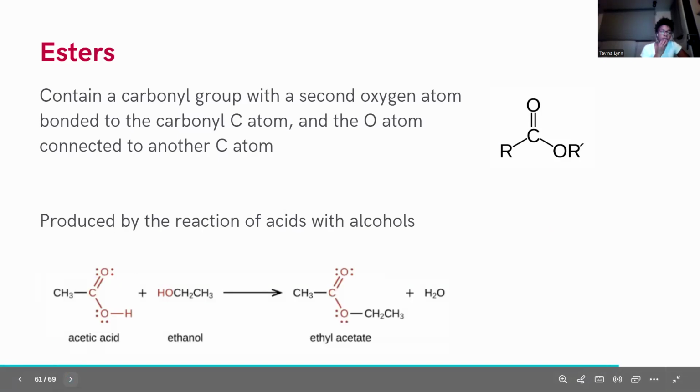So esters are produced by reacting acids with alcohols. If we react acetic acid with ethanol, we form this ester, ethyl acetate, right? This oxygen is connected to this ethyl group.